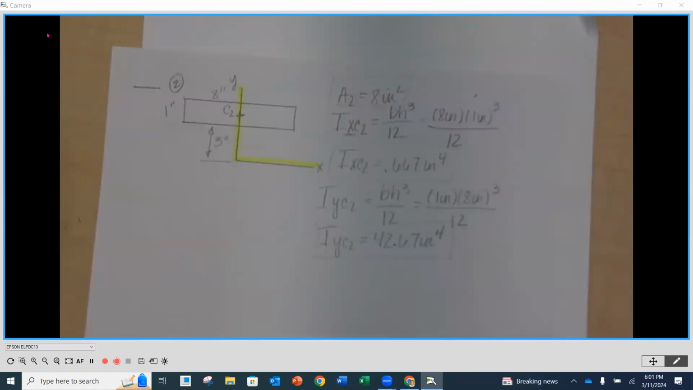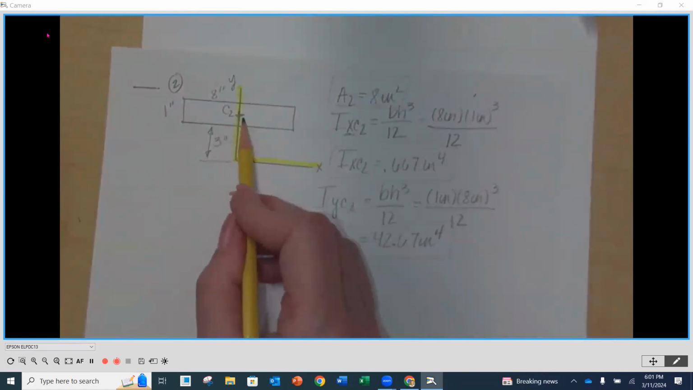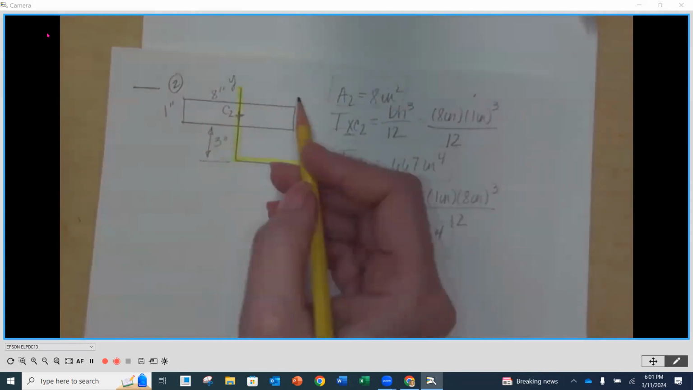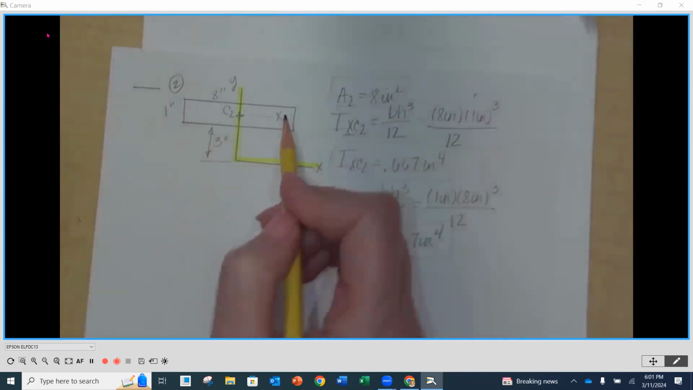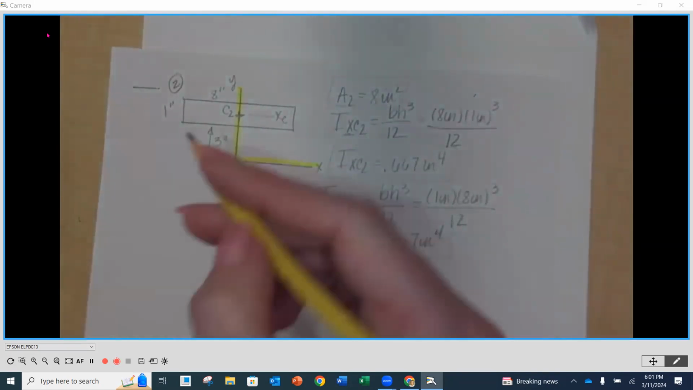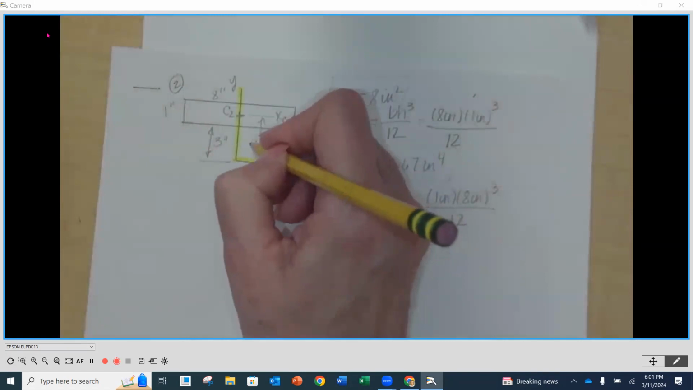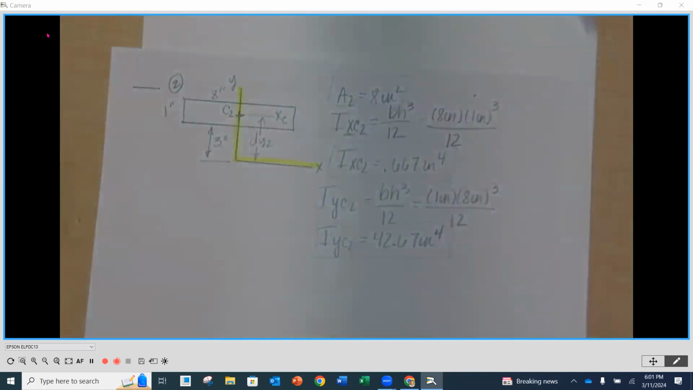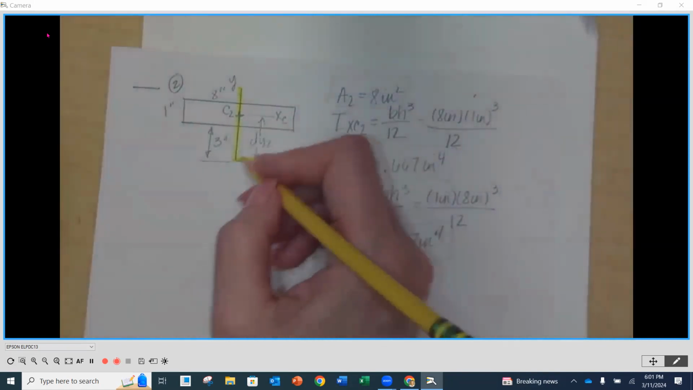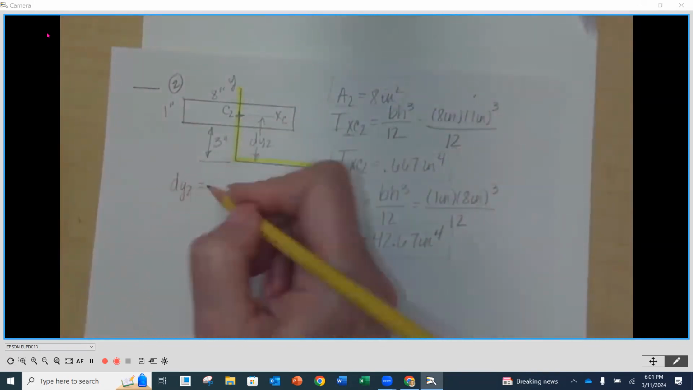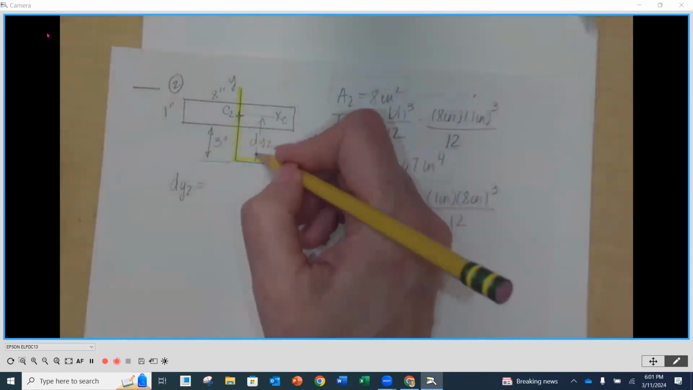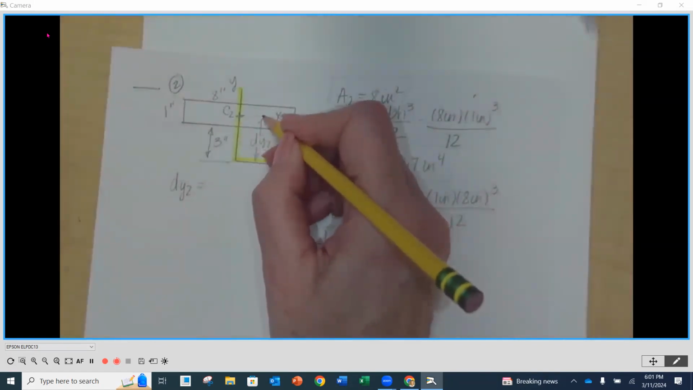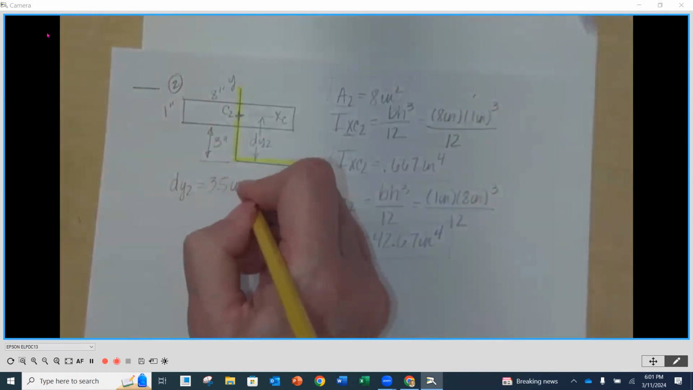Okay. Now, remember, when we use the parallel axis theorem, in this case, the x-axis does not run through the centroid, right? So this would be our x-centroidal axis of our rectangle. We would have then a distance in the y direction for shape number 2, right? So that distance, dy2, is going to be equal to 3 inches plus half of 1, or 3.5 inches, right?